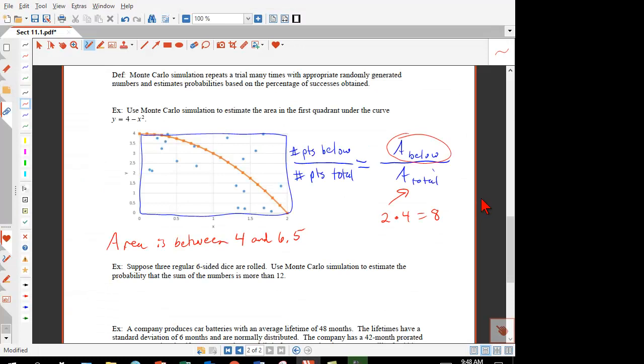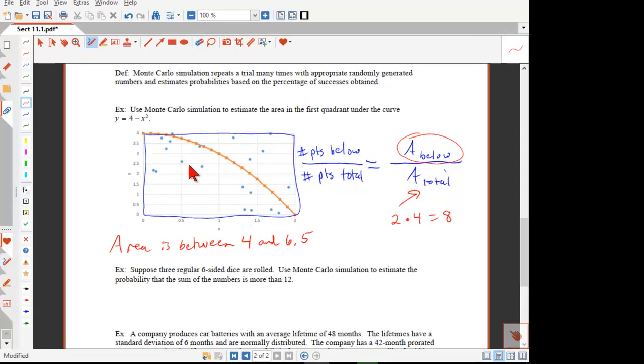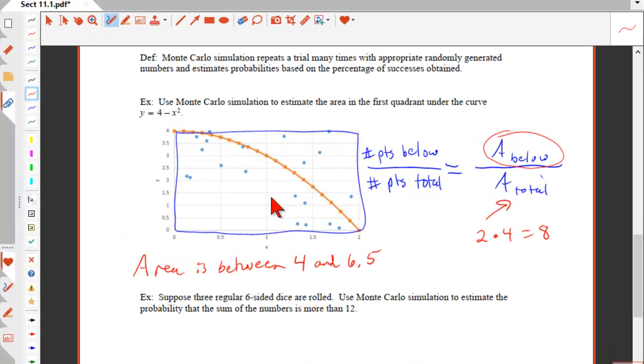So that's what Monte Carlo simulation is. To summarize, I randomly generate some values, that in this problem corresponds to throwing darts or putting points on this region. And then I calculate the number of successes that I got, and then use a proportionality to calculate some quantity that I'm trying to find.